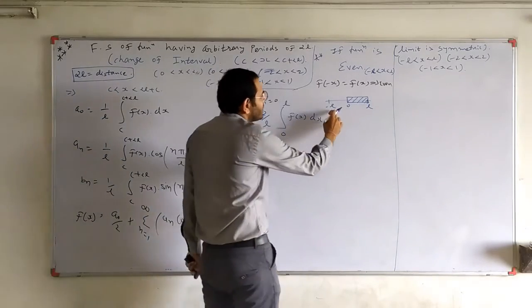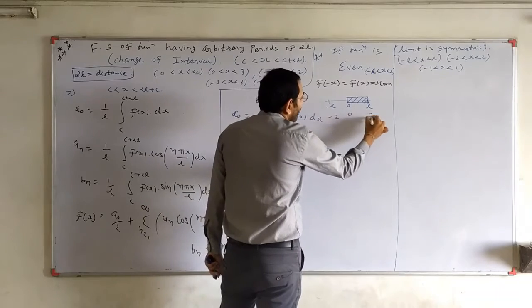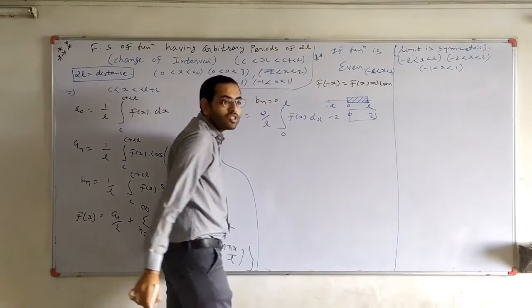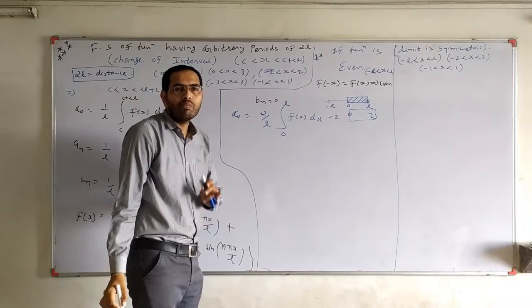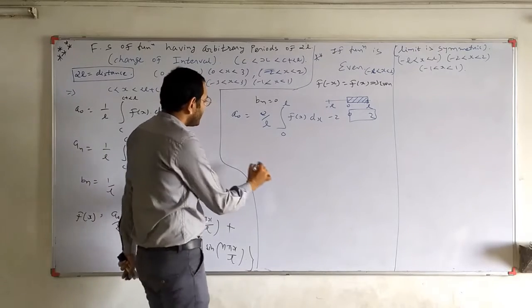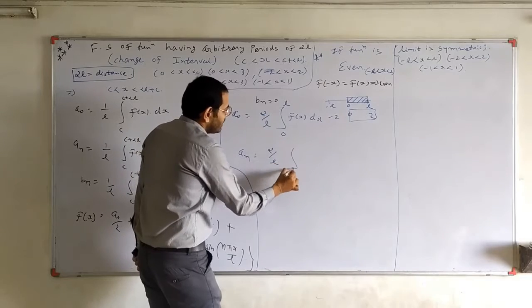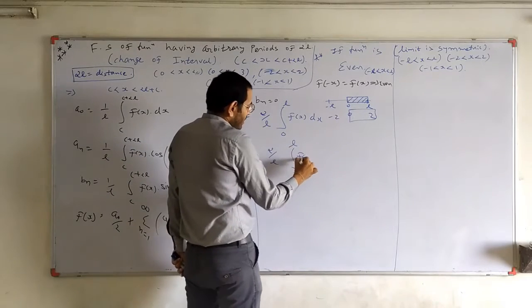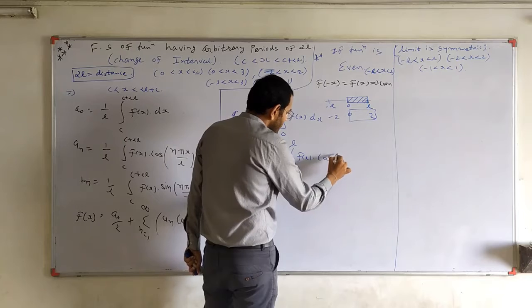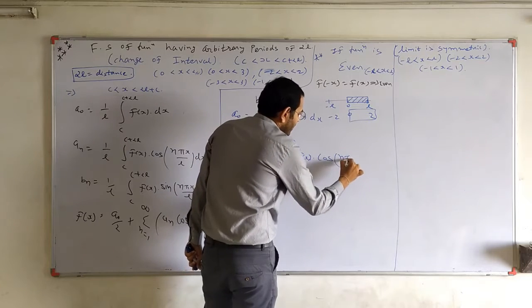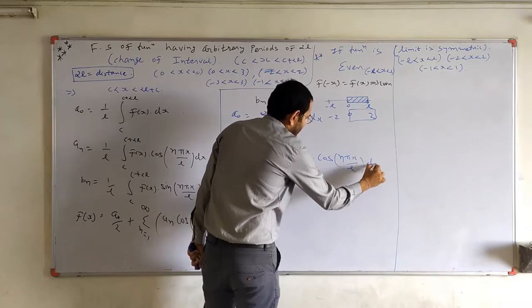Suppose we have the range minus 2 to 2. Then we work with 0 to 2. We consider only the positive interval. Getting it? Now, another formula is an equal to 2 by l, integral over the interval 0 to l of f of x cos n pi x by l dx.